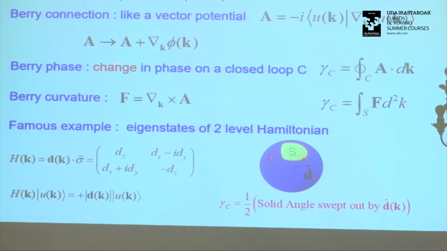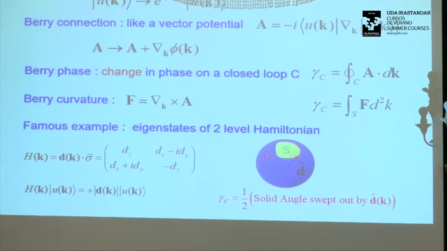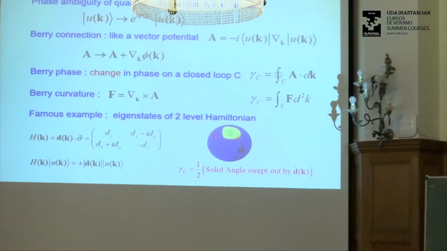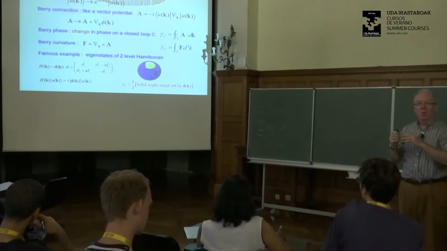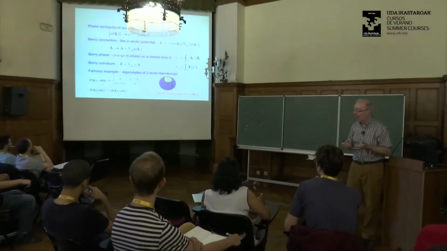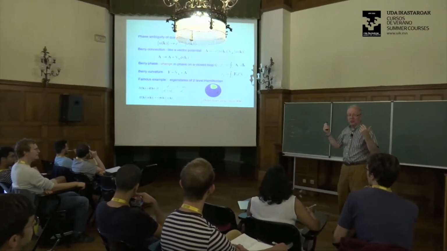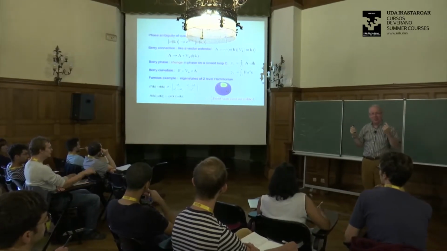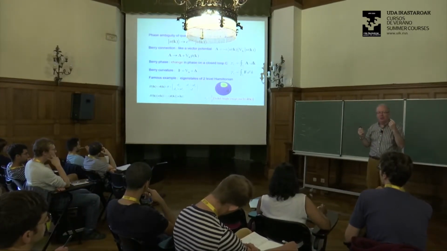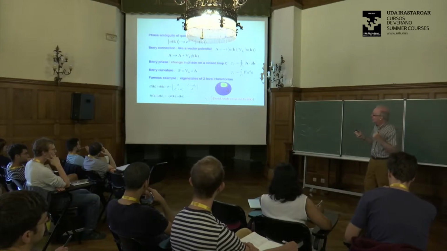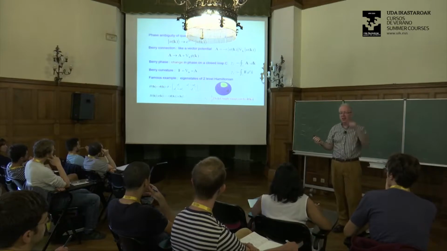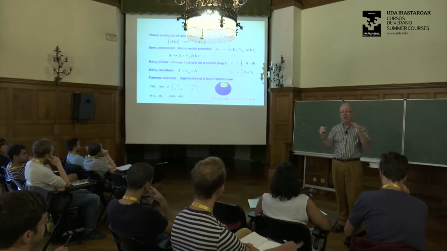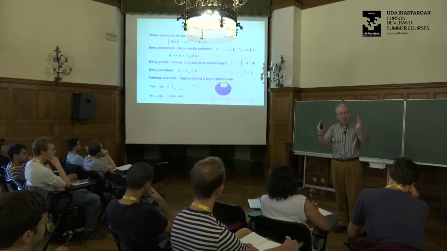So this is a general concept, but what it's very useful to do is to have a specific example in mind where you can understand everything. And so Berry introduced this very simple model which captures the essence of what the Berry phase is all about. This is the simplest Hamiltonian you can imagine. It's just a two-level system. So your Hamiltonian is a 2x2 matrix.